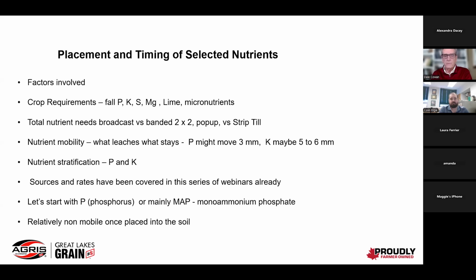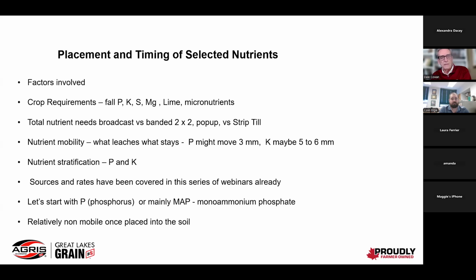What about nutrient mobility? What leaches and what stays? Understanding how the nutrients behave in the soil. Phosphorus, once in the soil, might only move 3 millimeters a year. Potash might move 5 or 6. So both are relatively immobile, but that does play into the strategy for placement. And of course, nutrient stratification. Surface application not incorporated can put a concentrated layer in the top 2 inches of the soil, which may or may not strand nutrients up there. Also, especially phosphorus, can be prone to some off-site movement with heavy rainfall.